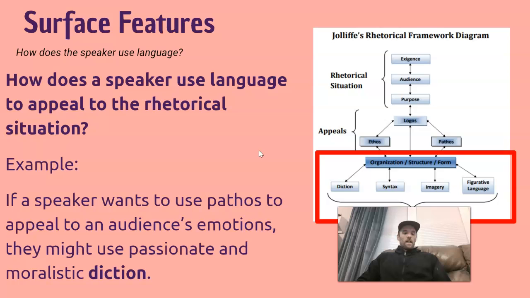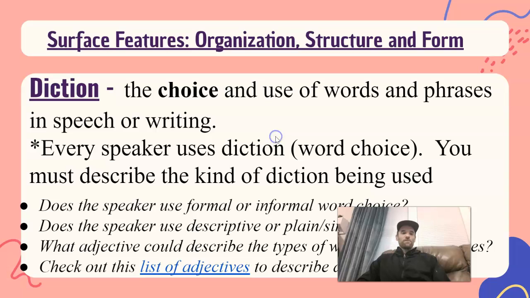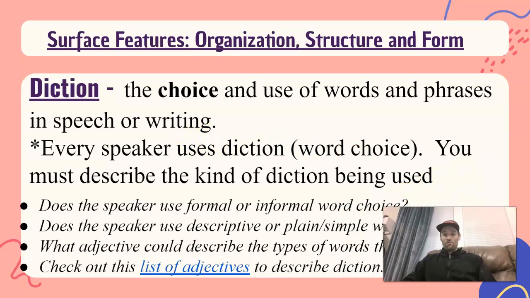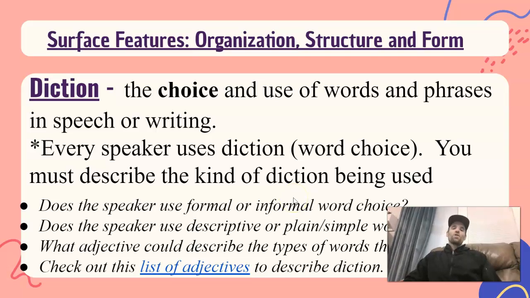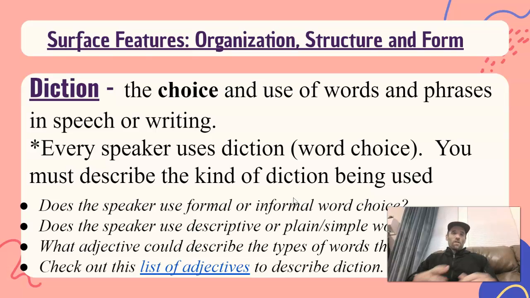So how does a speaker use language to appeal to the rhetorical situation? Well, if a speaker wants to use pathos, maybe that's the appeal they're using, they might use a moralistic or a passionate diction. Their word choice might be trying to get to the feelings of the readers or of the listeners, and so that affects the word choice that they use. So what is diction? And yes, you need to write this down in your notes. Diction is the choice of words. Very simply, what words does the author use? And specifically, which words best send the message that you're trying to send.